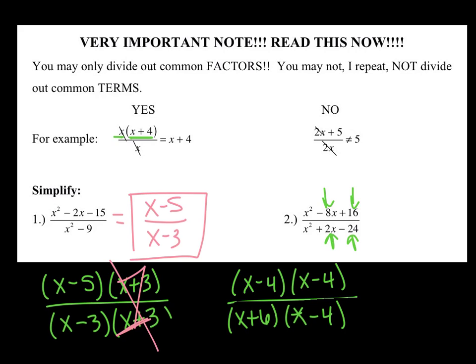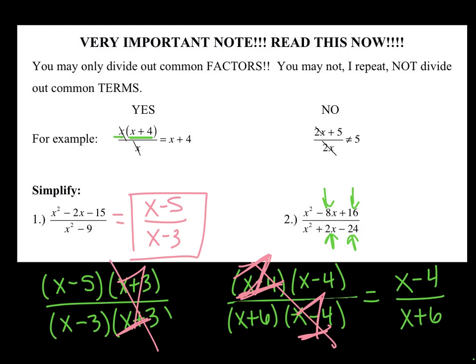So, the x minus 4s, and they don't have to be directly on top of each other, guys. They just have to, one has to be on the top and one has to be on the bottom. So they equal 1. Itself over itself is 1. They cancel out. And you guys are left with x minus 4 over x plus 6.